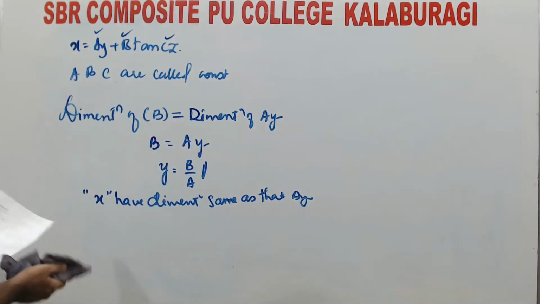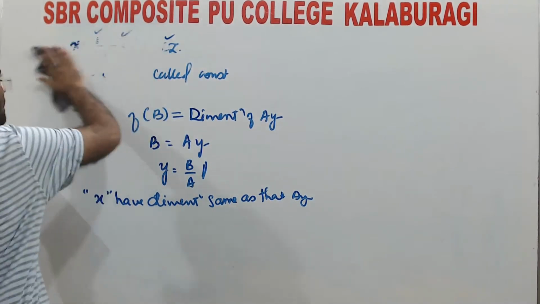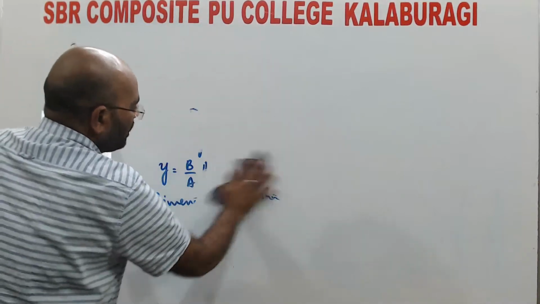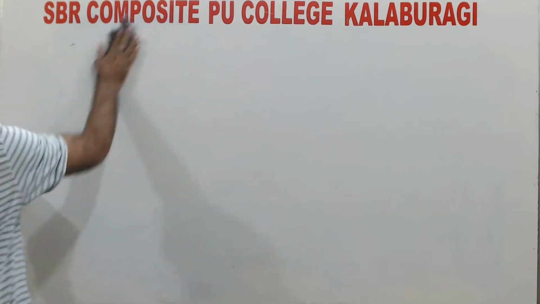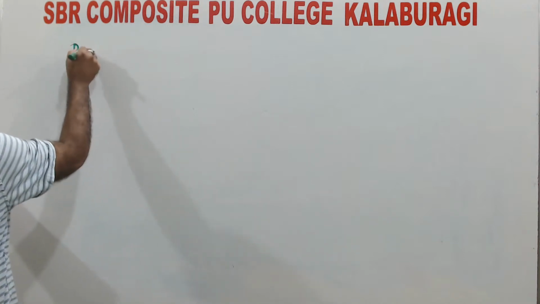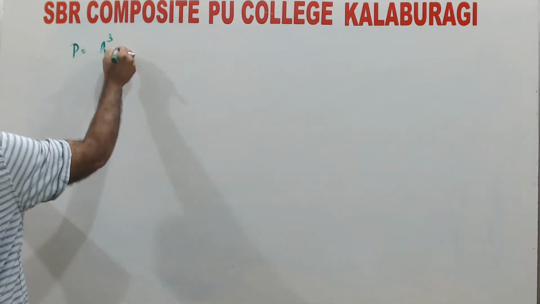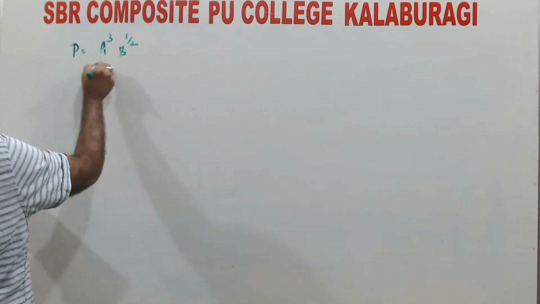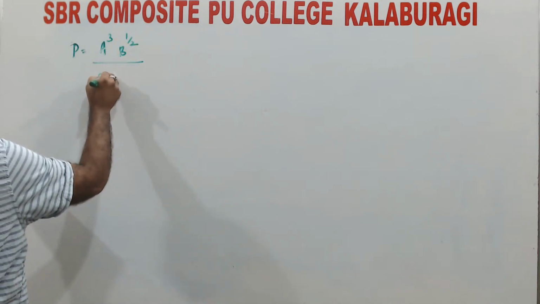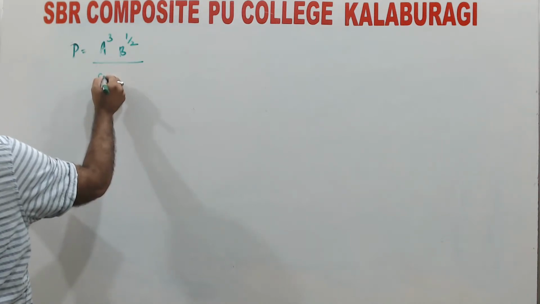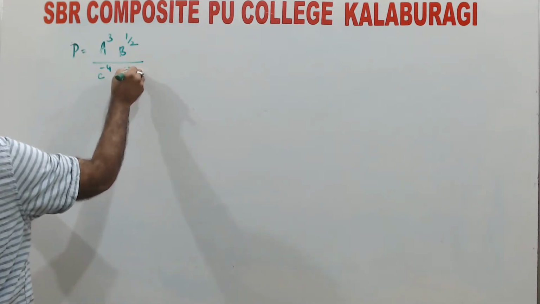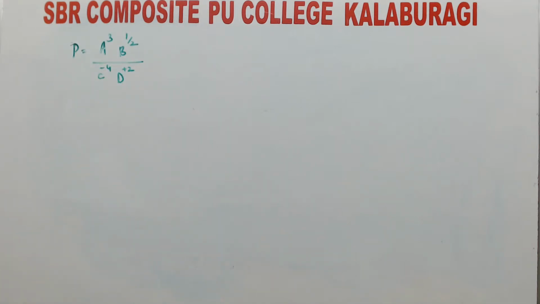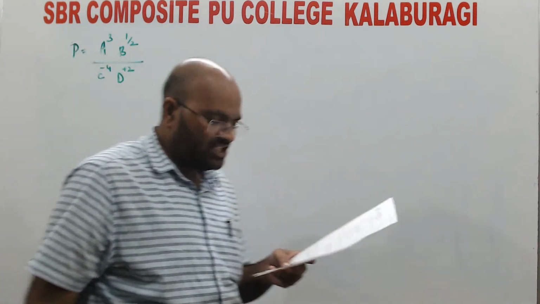Then question number 6. Here we have a physical quantity given as P, and P is equal to A to the power 3, B to the power 1 by 2, whole divided by C to the power -4, D to the power +2. Then the quantity which brings the maximum percentage error in P.